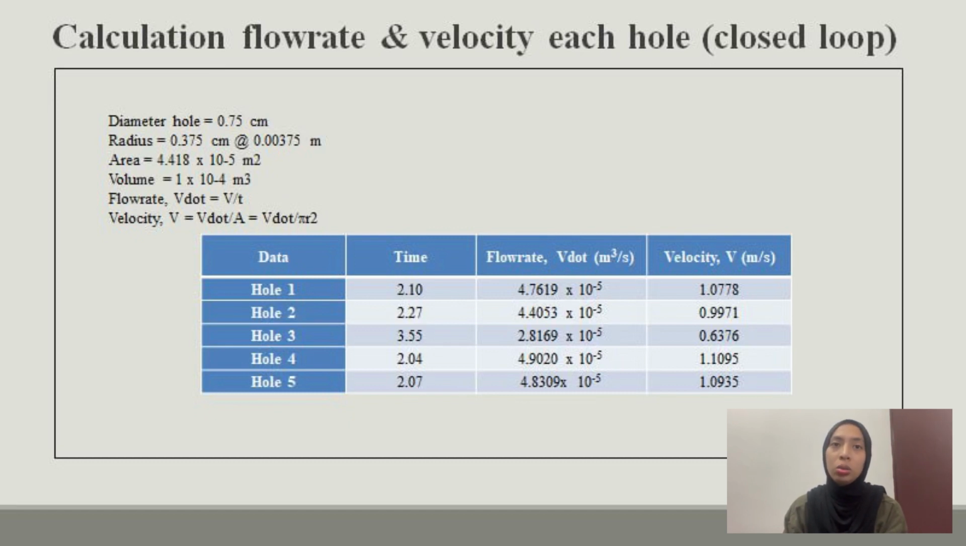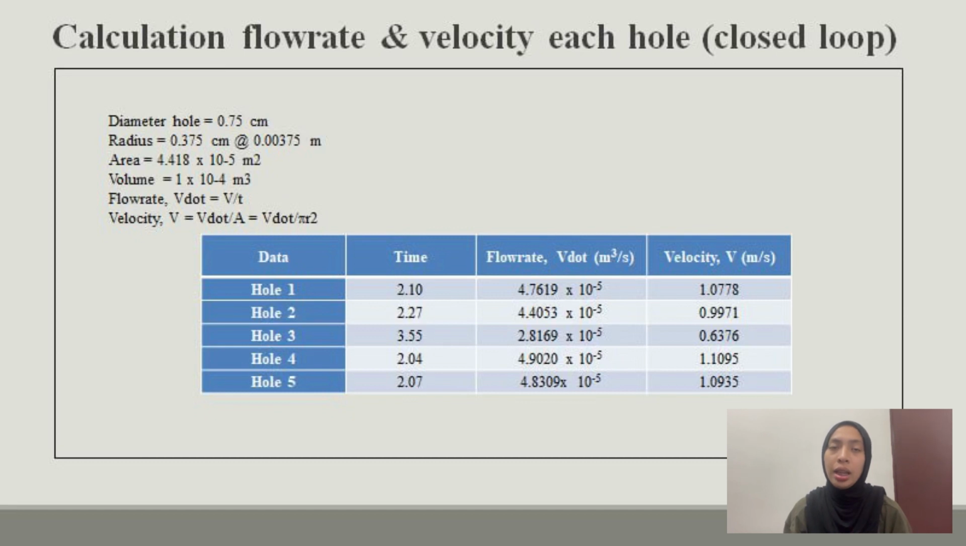For hole 2, the time taken was 2 seconds and 27 milliseconds. The flow rate is 4.4053 times 10 to the power of negative 5, and the velocity is 0.9971 meter per second.